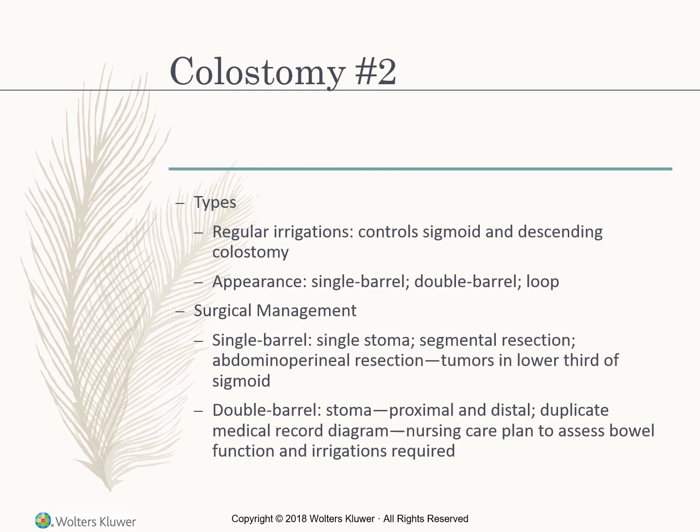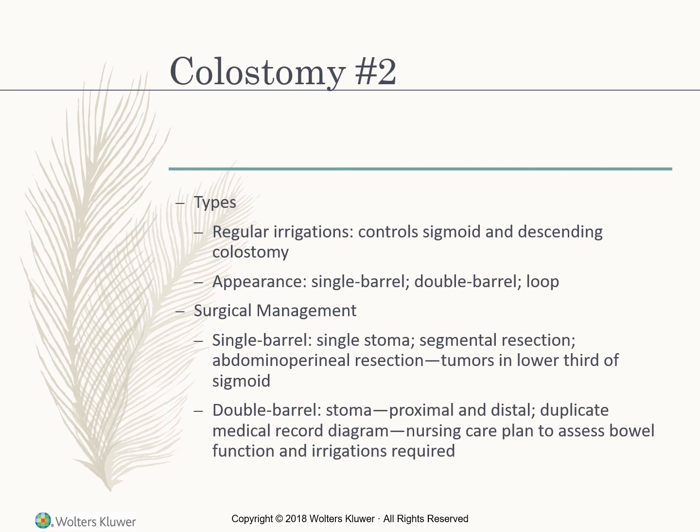There are differences in the management of the colostomies. There are regular irrigations that control sigmoid and descending colostomies. There are also appearances that are different: single barrel versus double barrel versus loop. The loop would be part of the double barrel.